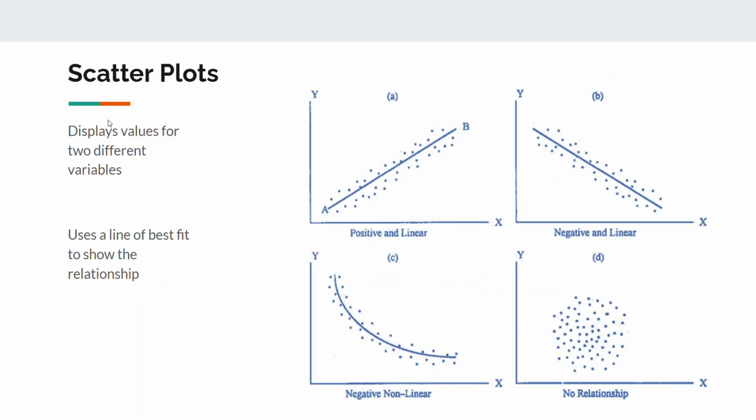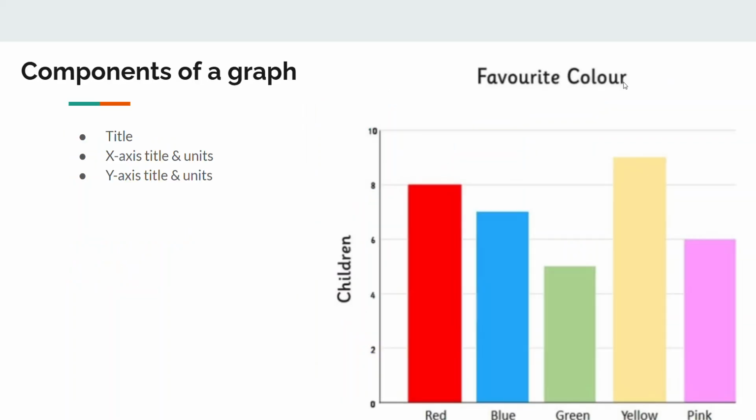All right, scatter plots. We are showing a bunch of data, and then we have a line in the middle that represents the line of best fit. This is showing the relationship. You won't see this one as much in biology.